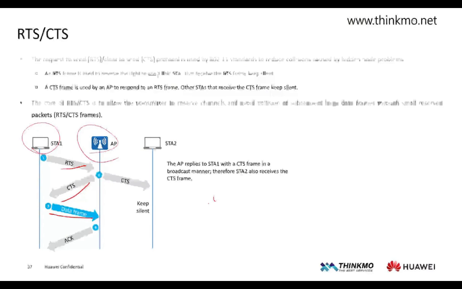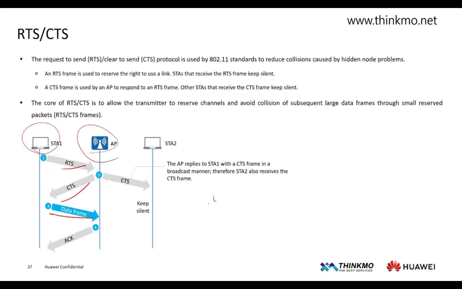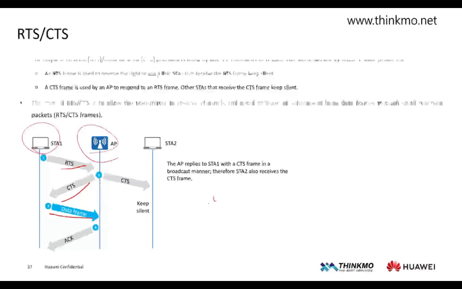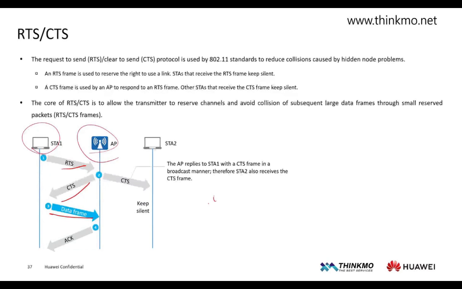What needs special attention is that the wireless air interface is different from wired networks. Wireless communication is half duplex, not full duplex. This is an important characteristic of wireless communication. Through the RTS-CTS mechanism, we can avoid collisions of large data frames before sending data.